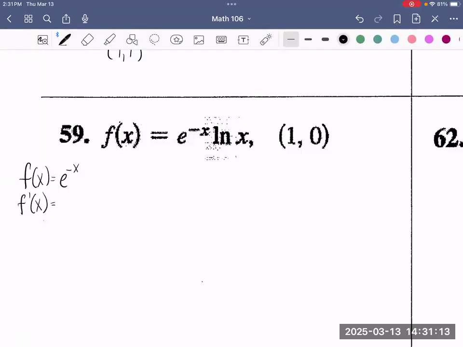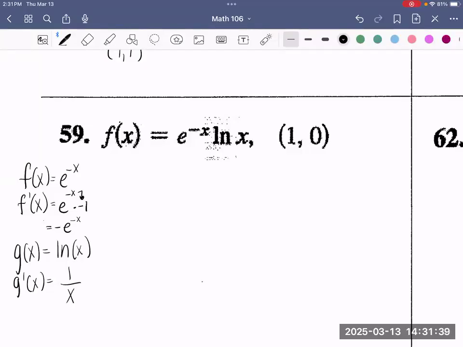So first, let's take your first function. We have e to the negative x. So we write e to the negative x, then take your chain rule. That would be negative 1. So negative e to the negative x. Your g of x function, that can be your second function of ln of x. And your g prime of x is 1 over x, right? That's your derivative of ln is 1 over x.